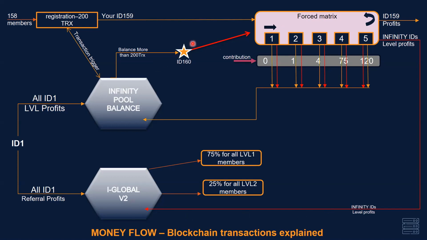So we know now where it's coming from and where the money of the infinity IDs is going. We have the level profit going to the iGlobal, and the contribution rules are applicable for all people, all the IDs, no matter what type it is. So you see here, the infinity ID's level profit is not going to any wallet. It is going to the iGlobal V2.